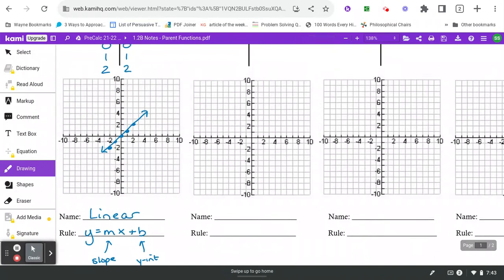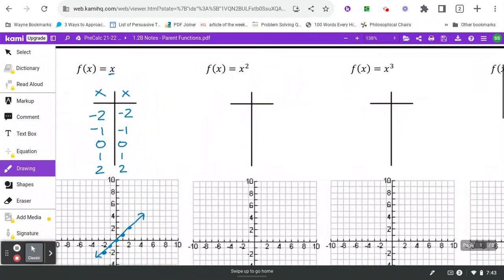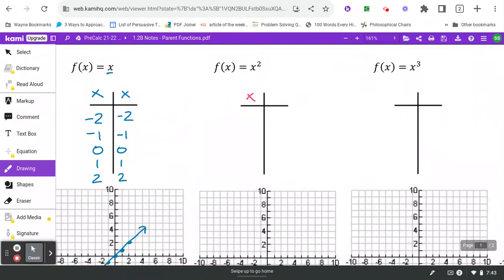The next function is f of x equals x squared. So again, we'll start with an x and an x squared here. And we'll just choose again, same numbers, -2, -1, 0, 1, and 2. And then we're just going to square each of these. So -2 times itself is 4. -1 times itself is 1. 0 times 0, 0. 1 times 1 is 1. And 2 times 2 is 4.